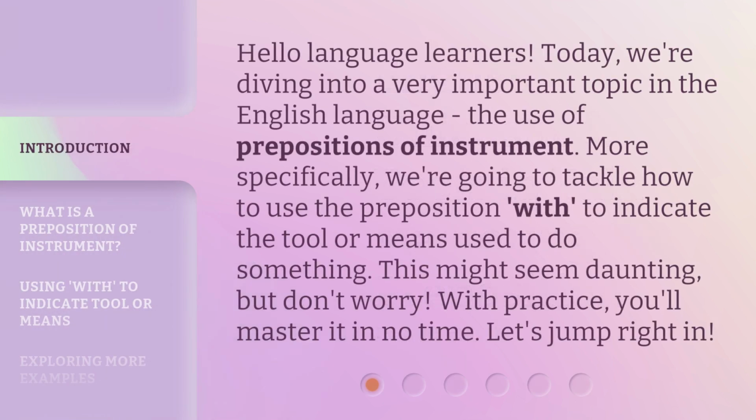Hello language learners. Today, we're diving into a very important topic in the English language: the use of prepositions of instrument. More specifically, we're going to tackle how to use the preposition with to indicate the tool or means used to do something. This might seem daunting, but don't worry. With practice, you'll master it in no time. Let's jump right in.